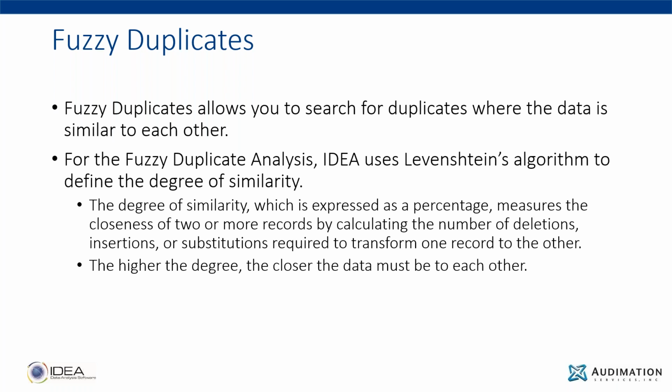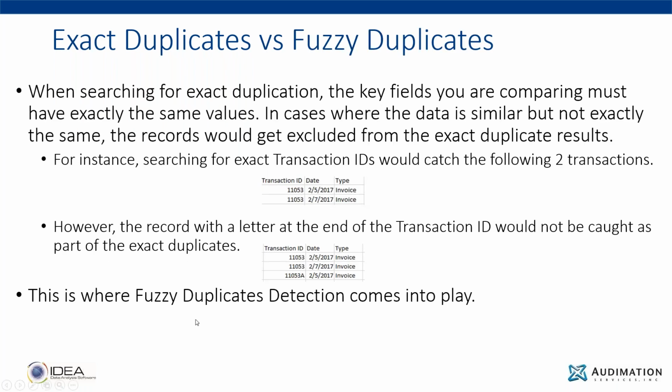For the fuzzy duplicate analysis, IDEA uses an algorithm that Levenshtein came up with to define the degree of similarity. The degree of similarity is expressed in a percentage, and it measures the closeness between the data in the two records by calculating the number of deletions, insertions, or substitutions that it requires for the data to go from one to the other. Meaning, in our example above, because it's only one letter, the difference would be only one. Because if you take the A away, it would match the data above it.